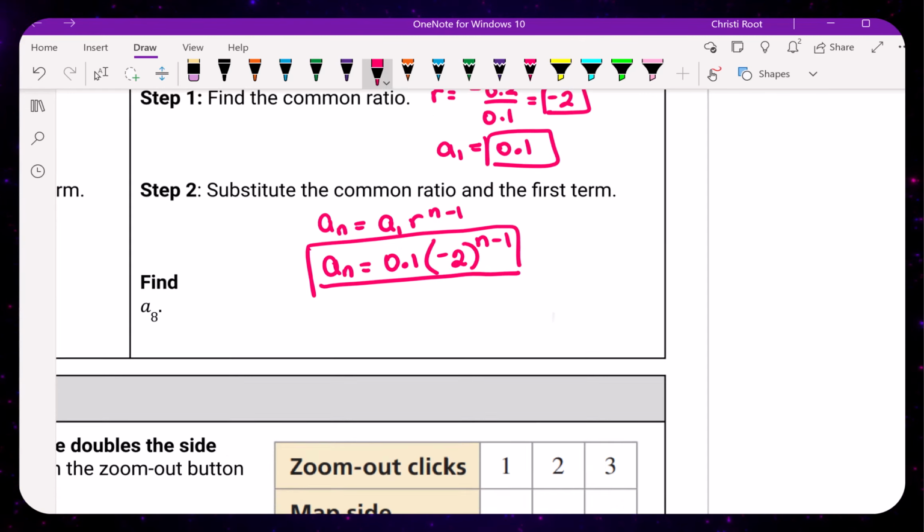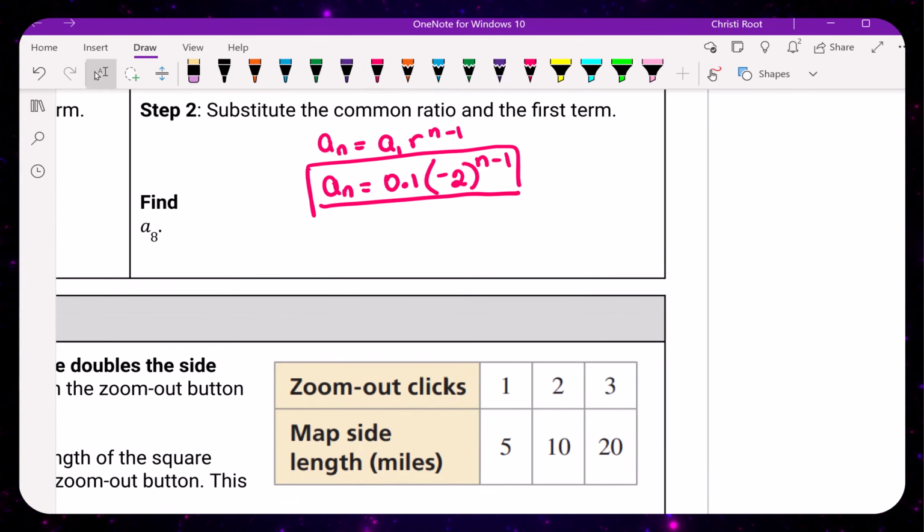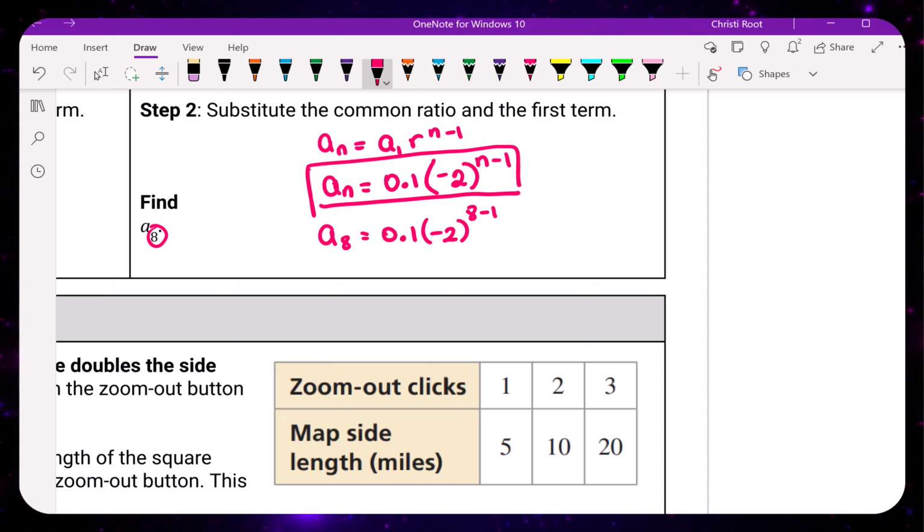What this rule will do is find any term for you in the sequence, including the 8th term, which is what they want you to do here. So I'm going to take 0.1 times -2 and then plug in 8 minus 1. In the calculator, I would just say 0.1 times -2 to the power of 7. And that's going to give me -12.8. So that is how you write a rule and then find any number in the sequence.